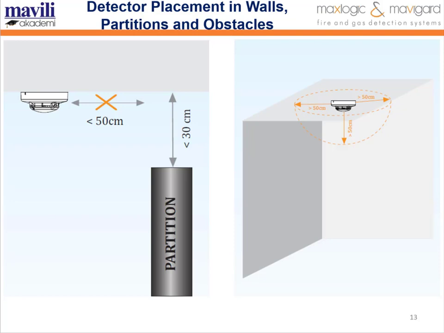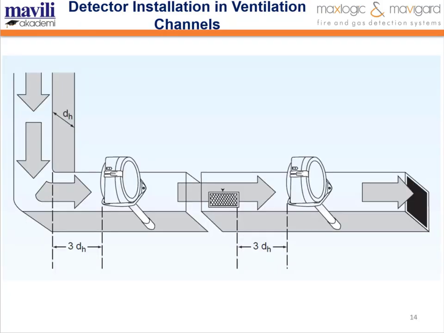A gap of at least 50 cm should be left in all directions under each detector. The dimensions of such a gap must be compatible with the particular detectors in accordance with the manufacturer's instructions.